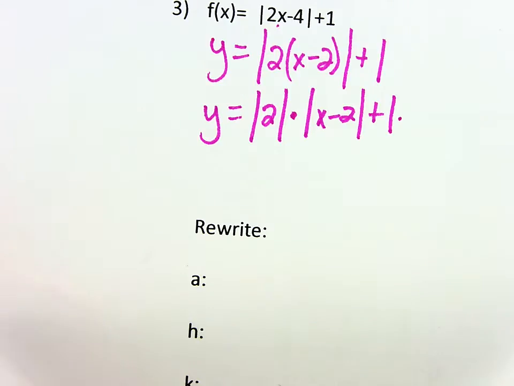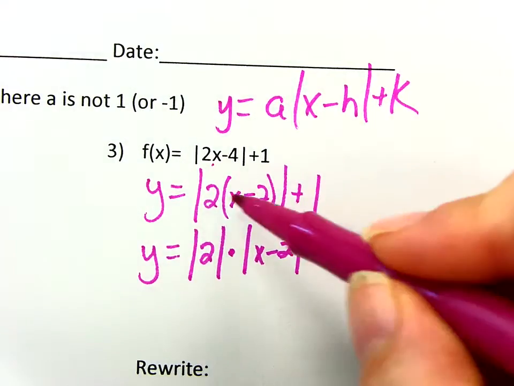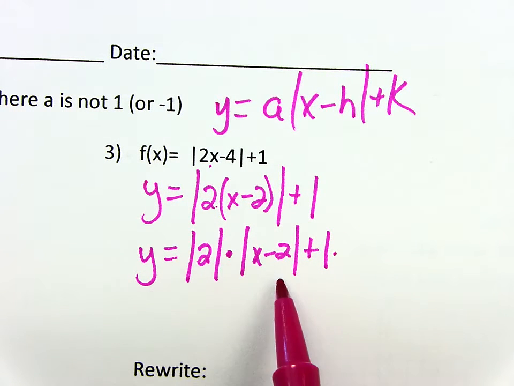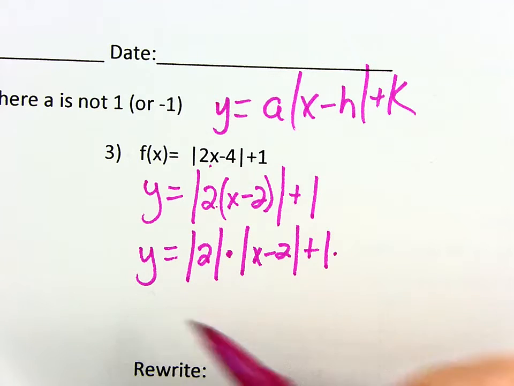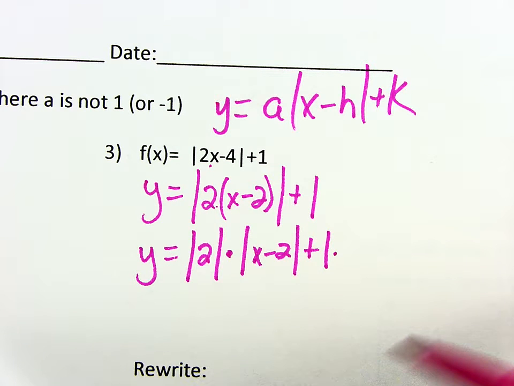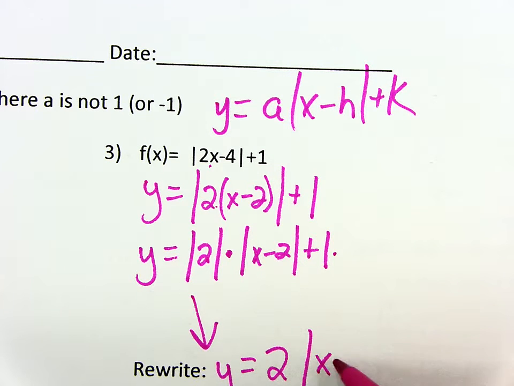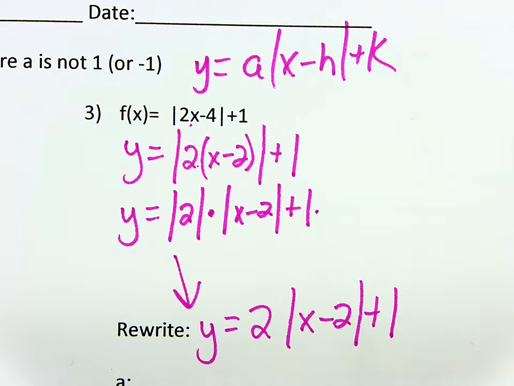So you believe me? All right. So that's what I'm doing here. I factored out a 2, and then now I have 2 times this whole thing, so I broke them apart. And, of course, the absolute value of 2 is just 2, so I put a little spot for you to rewrite it. So I end up with 2 absolute value of x minus 2 plus 1. And now it is in that form that we know what to do with.